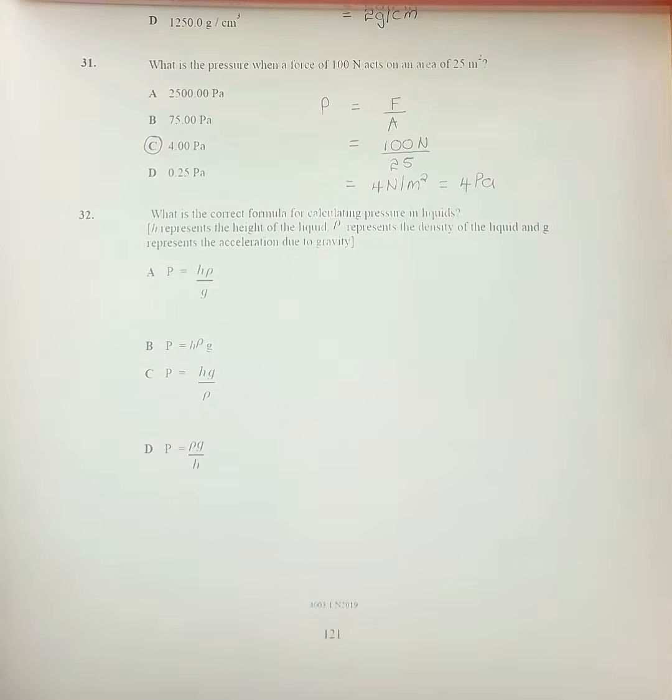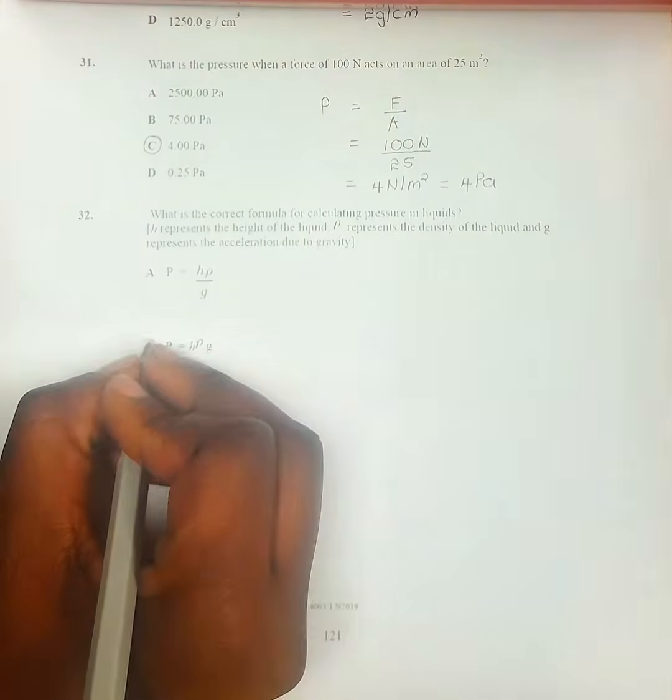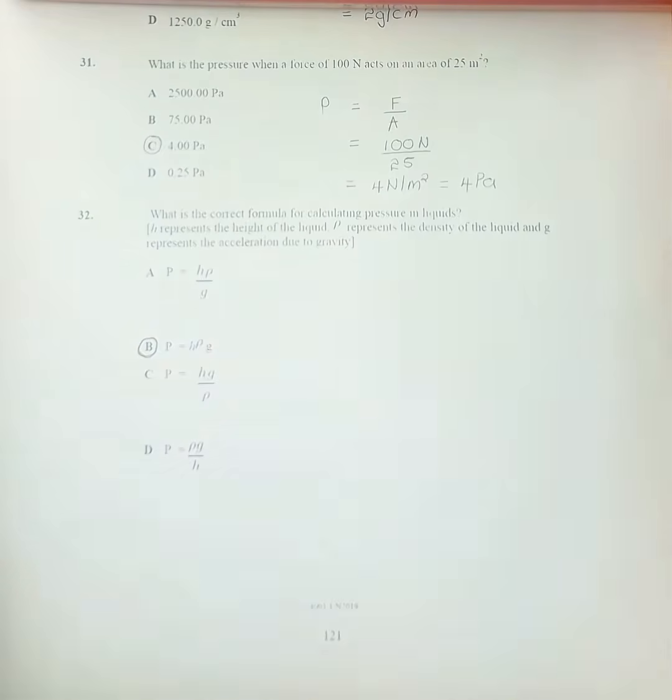Then number 32, what is the correct formula of calculating pressure in liquids? H represents the height of the liquid, in that rho is representing the density of the liquid, and g represents the acceleration due to gravity. So the correct answer is B. You should know that pressure in liquids is equal to density times gravity times height.